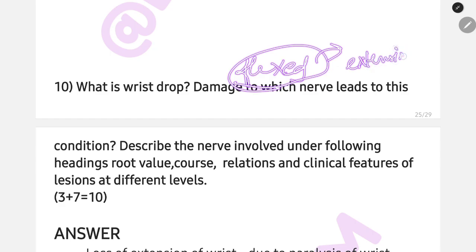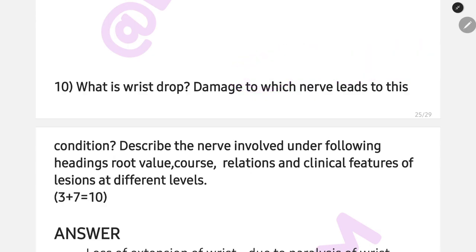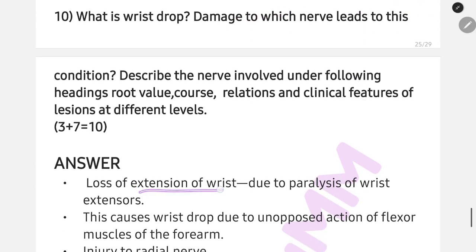Why is extension not there? Because the extensors would have been paralyzed. The nerve supply to the extensors would be cut off. So loss of extension of the wrist due to paralysis of the wrist extensors is called wrist drop. Which nerve leads to this?